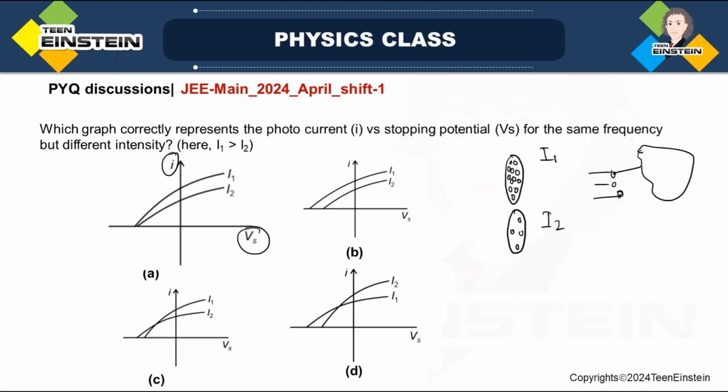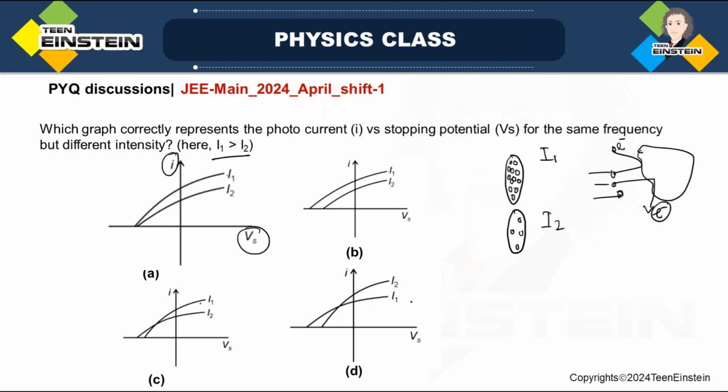Each photon will knock out one electron, a photoelectron. Each photon will hit an electron to knock it out from the metal surface. So if you have more intensity, then you have more photons. When you have more photons, more electrons will come out, so you will get more current. So greater intensity means greater current. Here, I1 is greater than I2. That means the current is greater for I1.